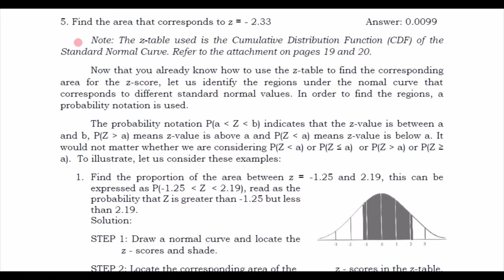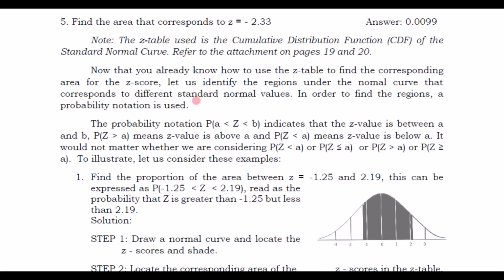Find the area that corresponds to Z is equals to negative 2.33. Note that the Z table used in the cumulative distribution function of the standard normal curve refer to the attached pages on 19 and 20. So, merong naka-attach dito na table on page 19 and 20. Now that you already know how to use the Z-table, find the corresponding area for the Z-score.